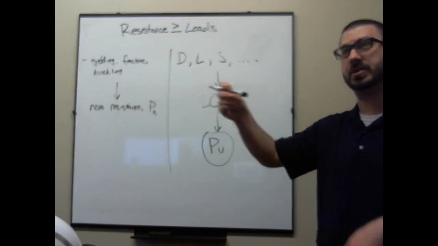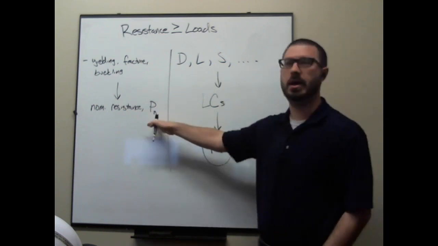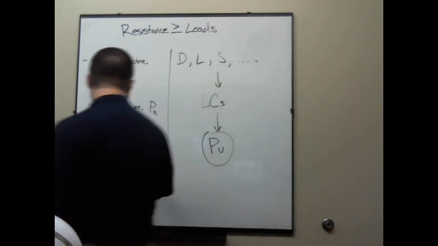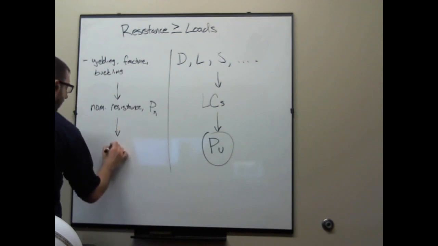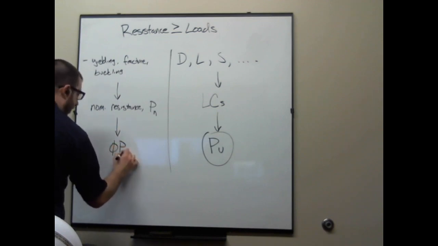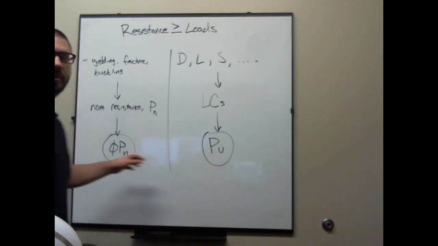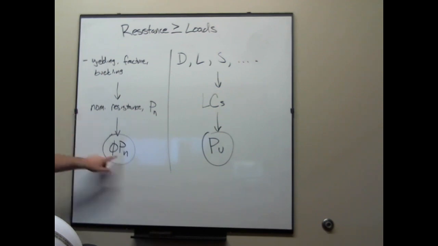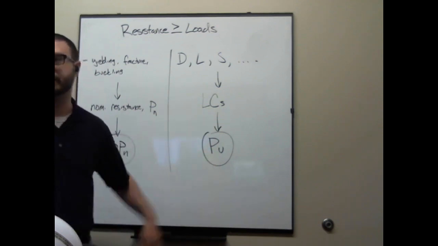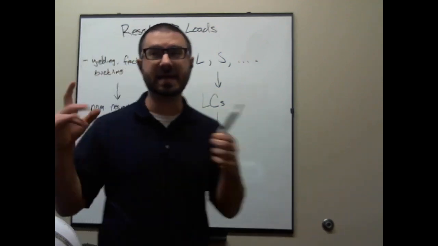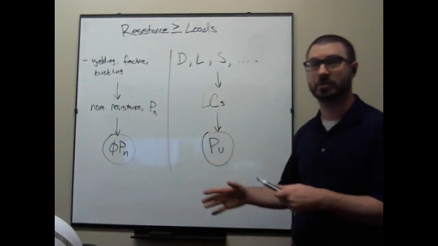So we're applying those load factors. We need to apply a resistance factor to this as well. So ultimately what we'll try and generate is a factored resistance. We multiply our nominal resistance by some safety factor, or we tend to call that a resistance factor. So we have a factored resistance and a factored load, and as long as the factored resistance is greater than or equal to the factored load, then we're good. And that's the basis, if you will, of structural design.